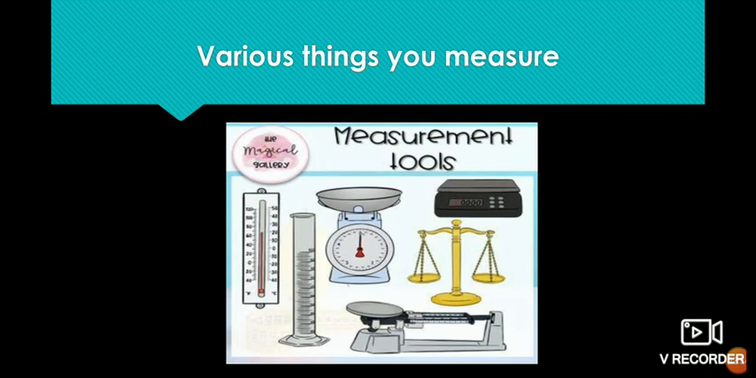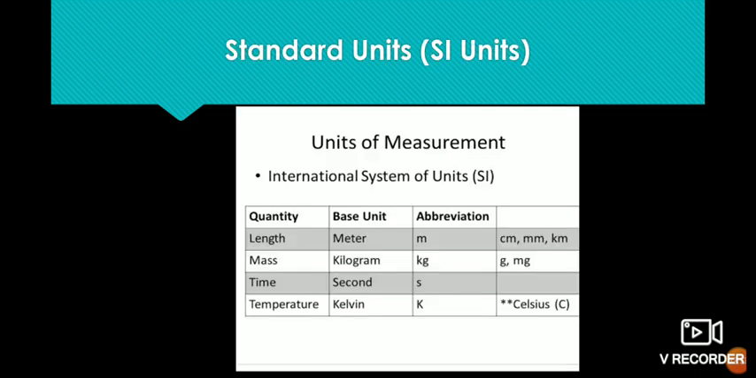The next three instruments that you see are all either a spring balance, a beam balance, or weighing machines. All these are used to measure mass. And the last one right on top, the black one, is a clock, which is used to measure time. So these are the various instruments that you use to measure different things.